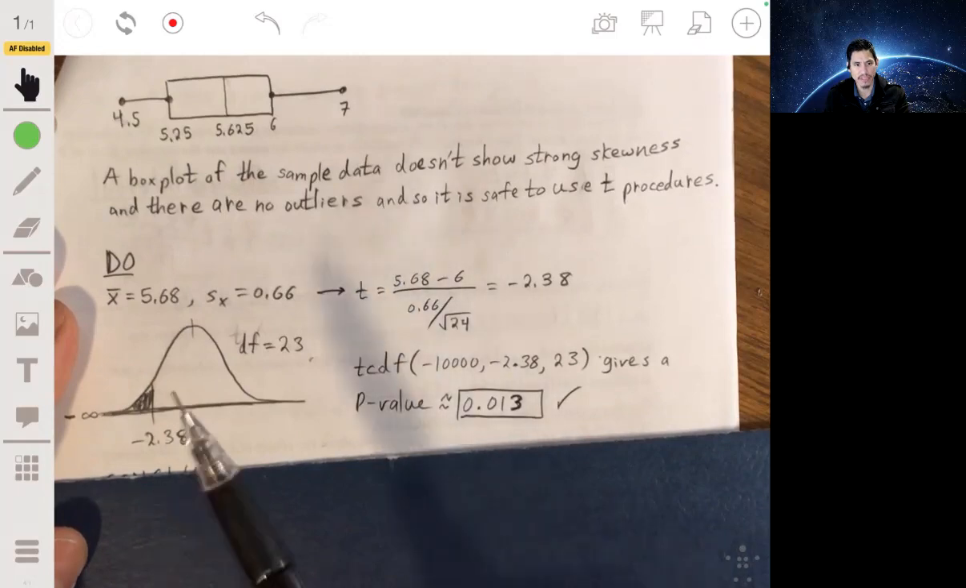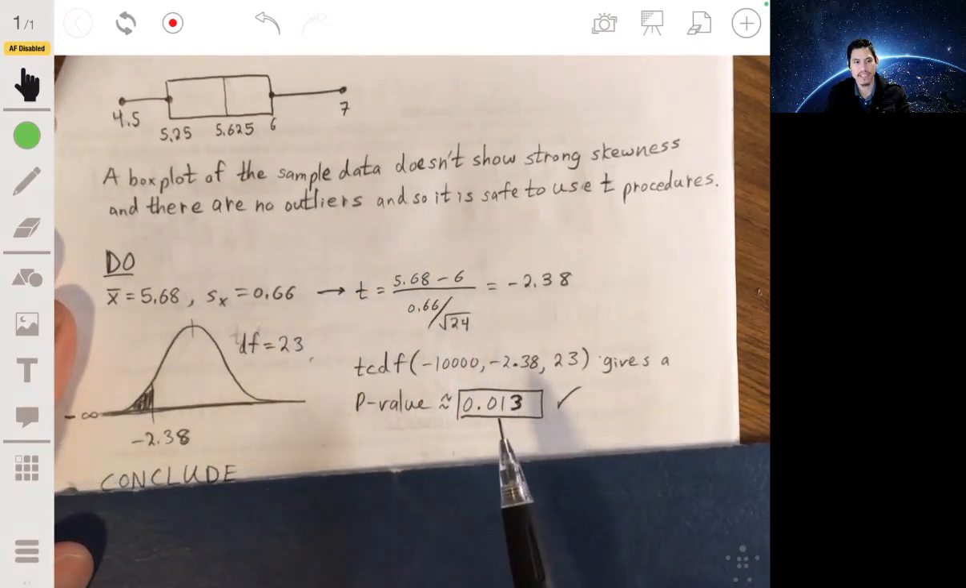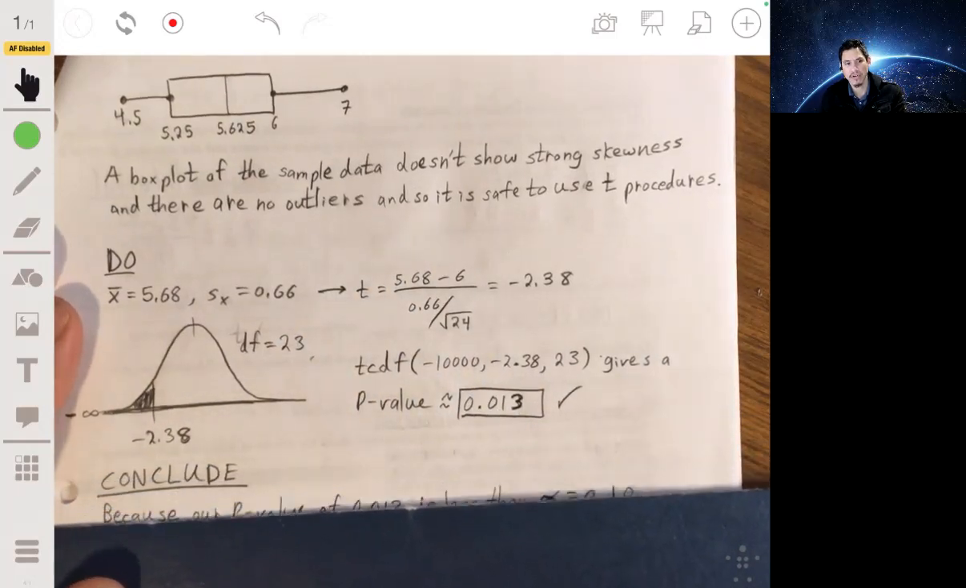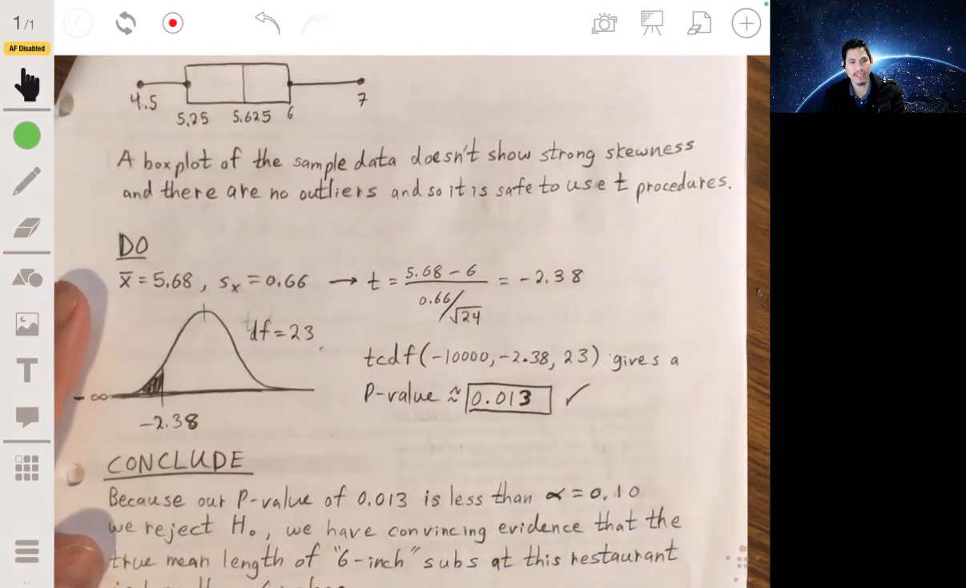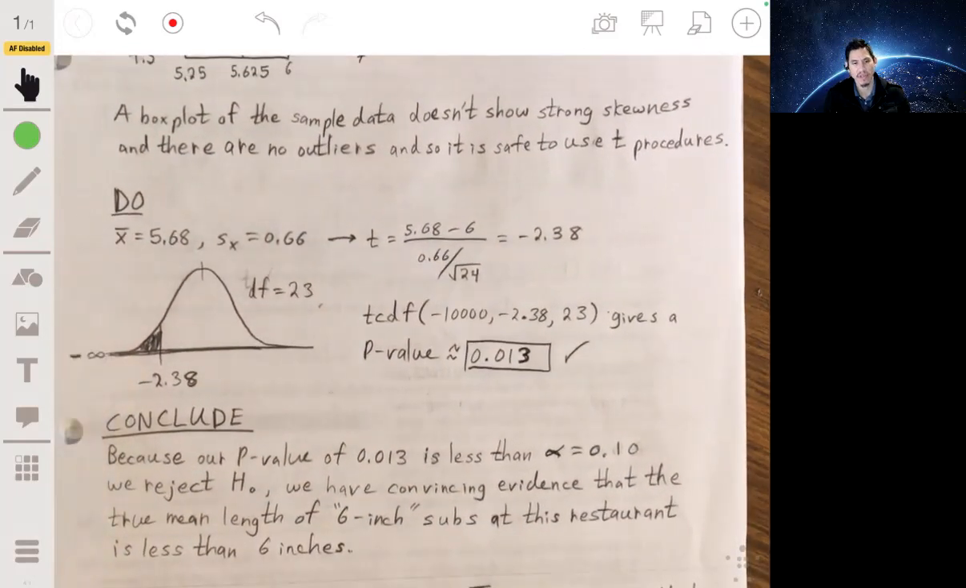Okay, and so since our p-value is less than our alpha level of 0.1, we're going to reject the null hypothesis. So we have convincing evidence that the true mean length of their so-called 6-inch subs is actually less than 6 inches.